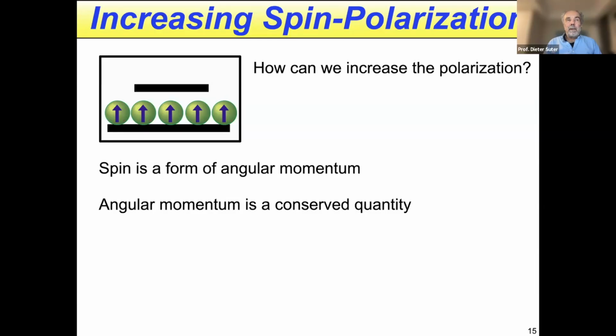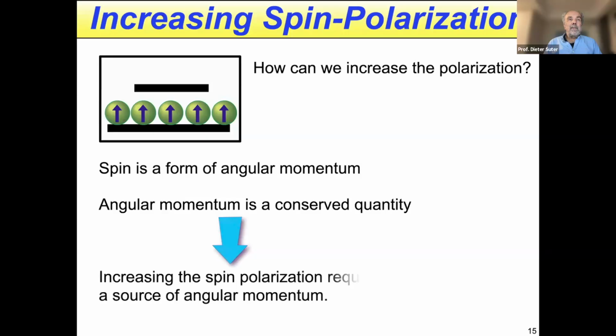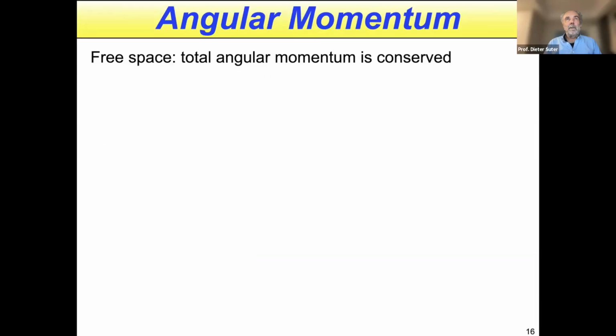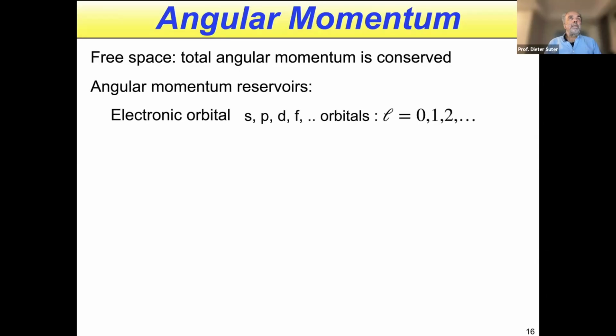If we want to increase the polarization, we have to increase the angular momentum in the system. And since this is a conserved quantity, we cannot just increase it, but we have to transfer it from somewhere else. So let's look at possible sources of angular momentum. As I say, it's conserved in free space, and the possible reservoirs that are relevant for us are, first of all, the electronic orbital angular momentum.